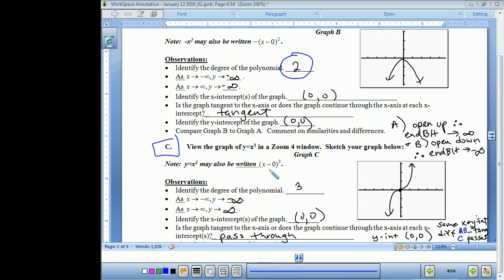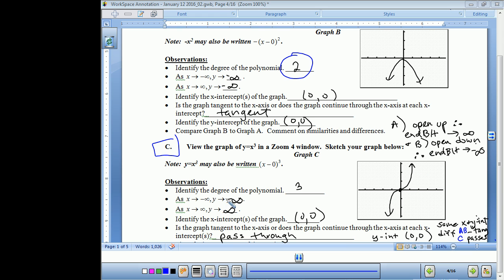Okay, C. This was our first cubic. This is actually the parent graph for a cubic function. And it looks like a squiggle, doesn't it? Okay, do you see the inflection point here at 0, 0? Concave down to concave up. So it's kind of like a squiggle, happens right here at 0, 0.